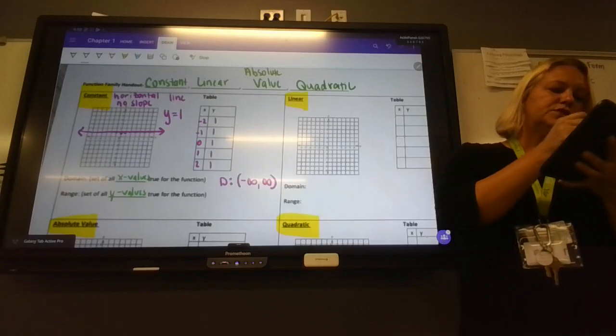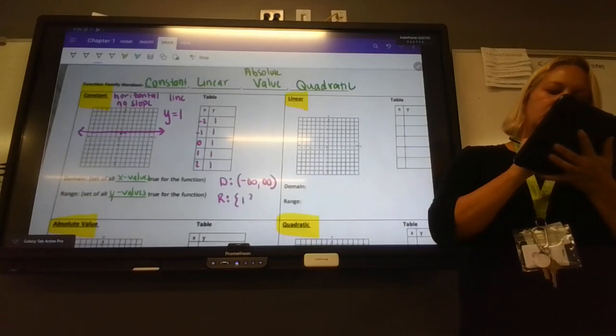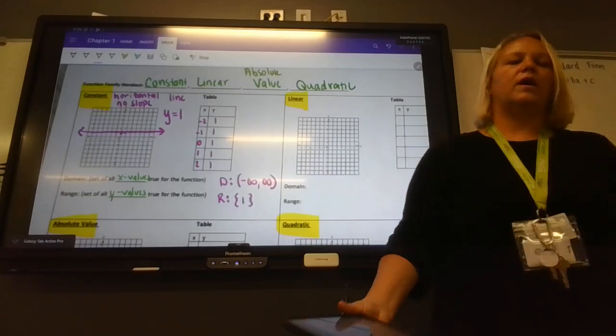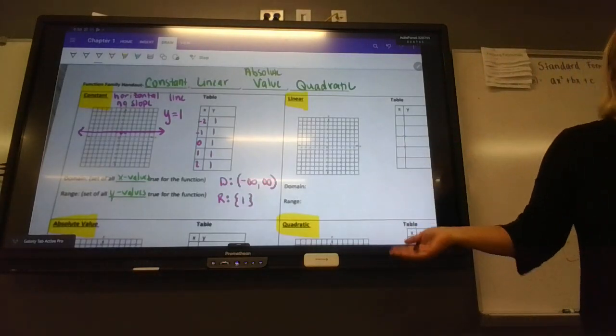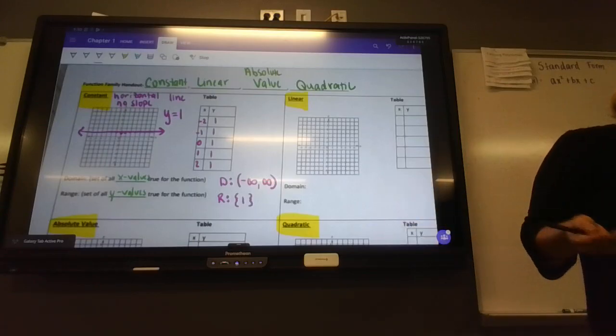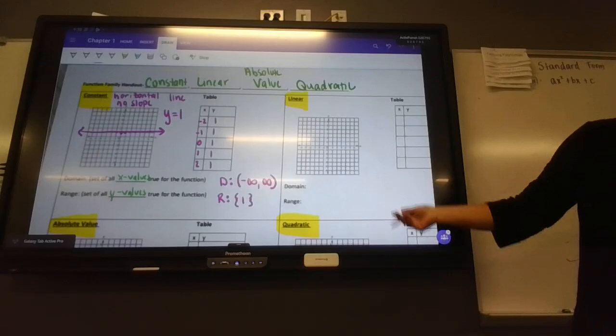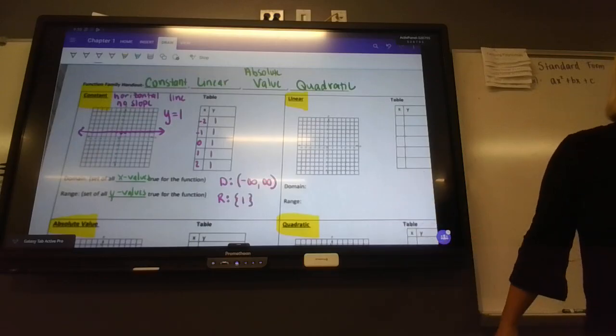For range, call it R. It's just 1. The y value always equals 1. It's constant. That's why it's called a constant function family. Y is 1 all the way through. That's the range. Range is y values. So it's consistently boring, flat line, y equals 1.